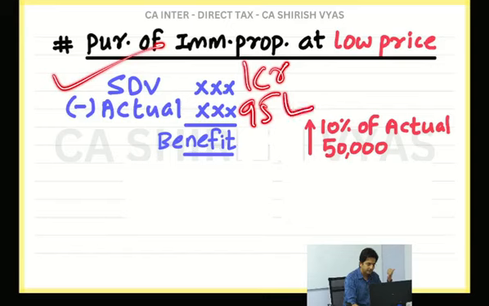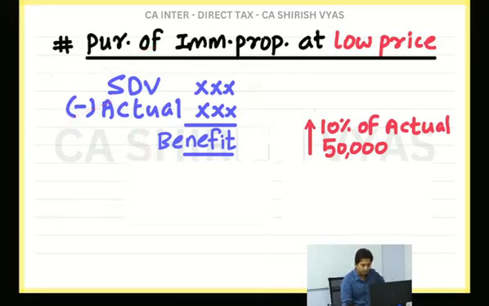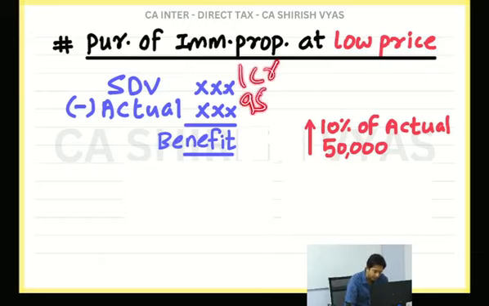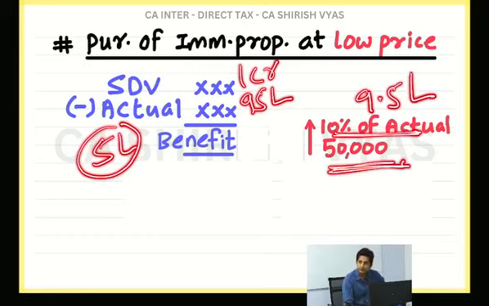95 lakhs is the actual price. So what was the difference? 5 lakhs. I will call 5 lakhs my benefit. Compare it with 10% of the actual price and 50,000, whichever is higher. So what was 10% of the actual price? Wait, let me write again. This was 1 crore, this was 95 lakhs, and the difference is 5 lakhs. And here 10% comes to 9 lakh 50,000, correct? And the second amount is 50,000.